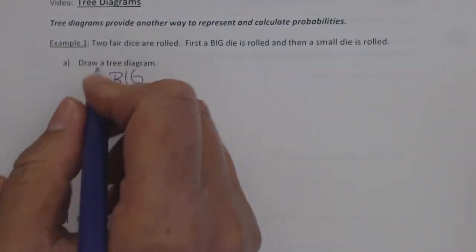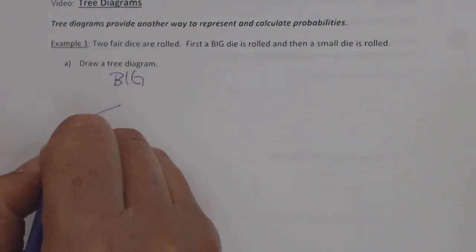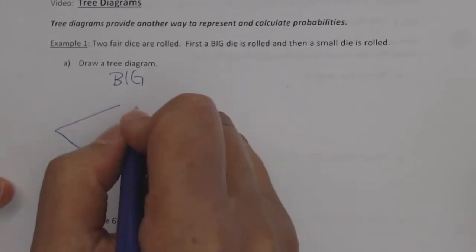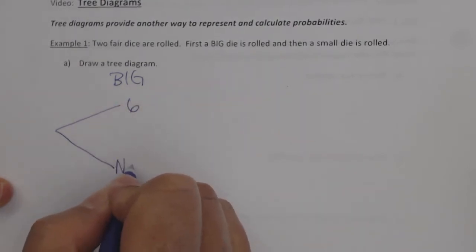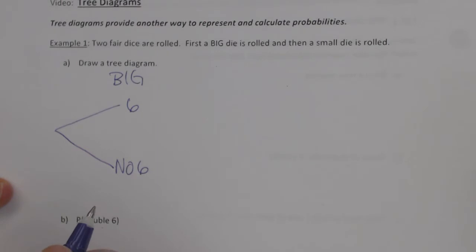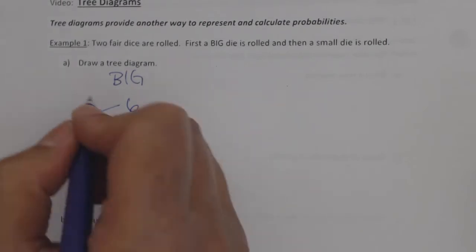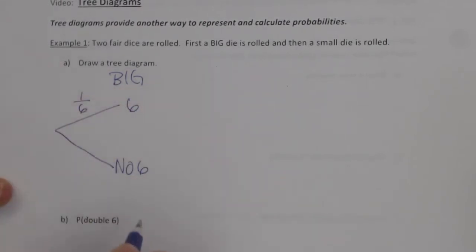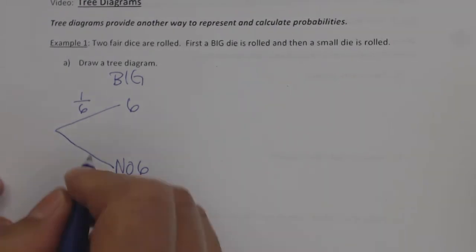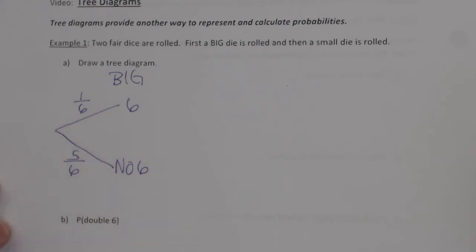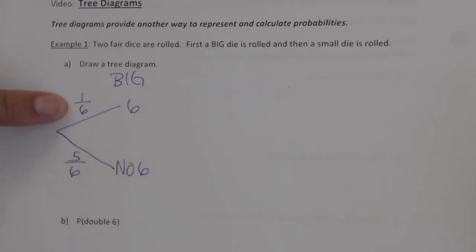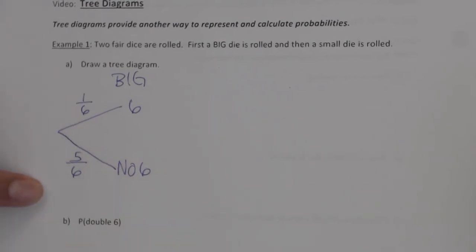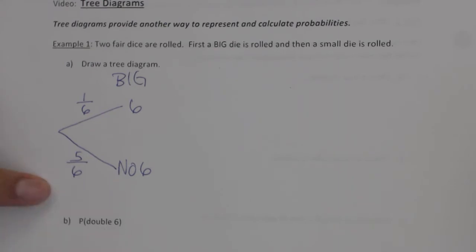So here we have our big die, and we have two possibilities that could come up. We're either going to get a 6 or we're not going to get a 6. On our die, we have 6 sides, and there's only one side out of those 6 that a 6 can come up. The other 5 sides have no 6s. So our probability for rolling a 6 on the big die is 1 out of 6, and rolling no 6 on the big die is 5 out of 6.